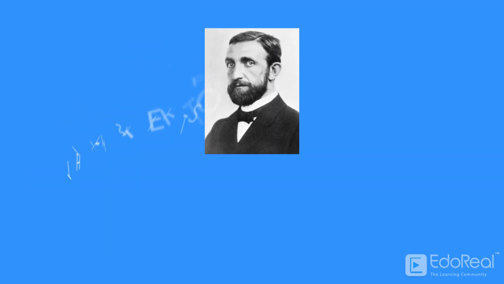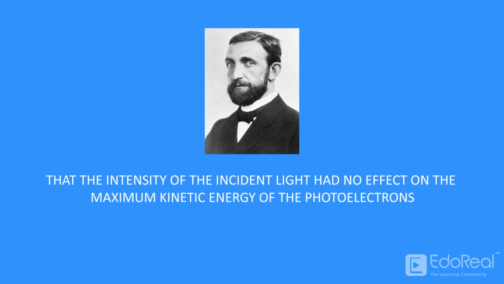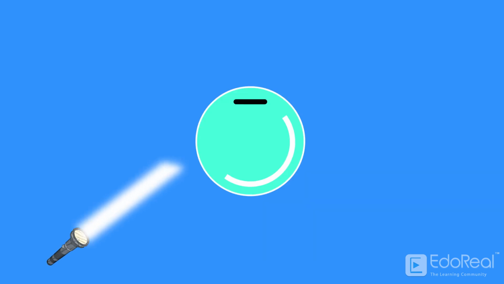What Lenard found was that the intensity of the incident light had no effect on the maximum kinetic energy of the photoelectrons. That is, when the metal sample was exposed to a very bright light, those electrons which got ejected had the same energy as those ejected from exposure to a very dim light of the same frequency. However, more electrons were ejected by a bright source than a dim source, as per the law of conservation of energy.